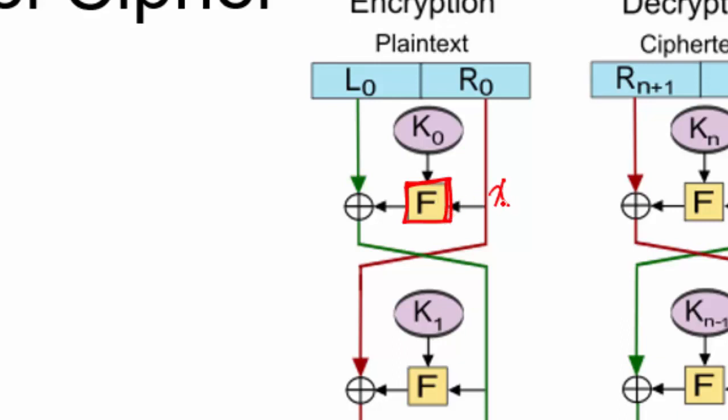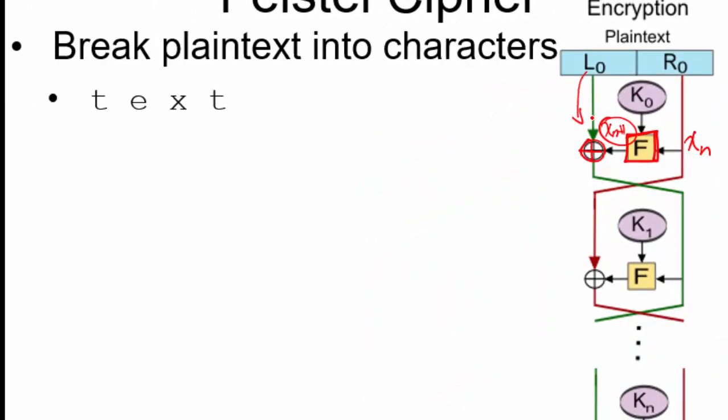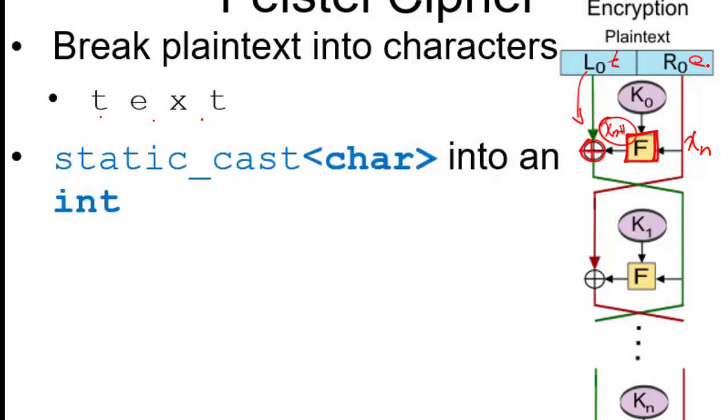So this is going to be putting in an x to the n value, and you're going to get an x to the n plus 1 value. This circle with a plus sign is a bitwise operator. We talked about bitwise operators before. And so you're going to do a bitwise operation between the value of x to the n and the ASCII representation of L0. So let's look at this. For example, if my text was T, E, X, T, those are the 4 things I'm going to put in. I'm going to first put a T in there, and then an E.